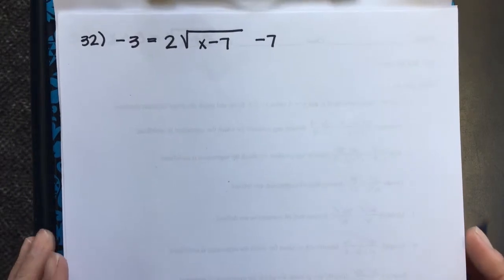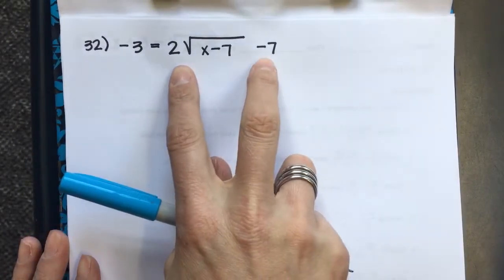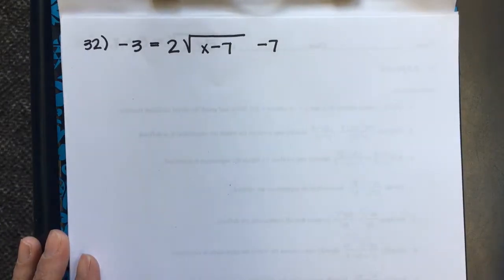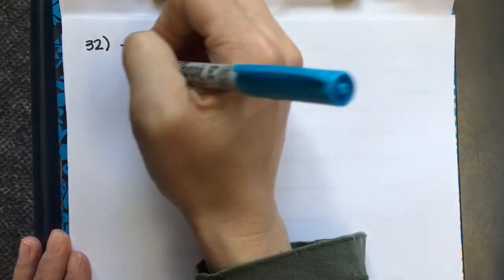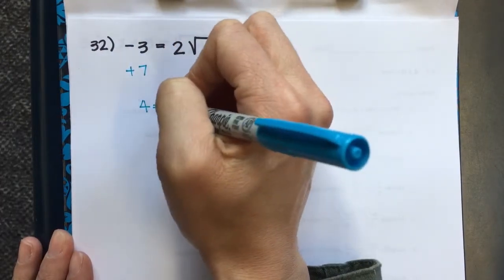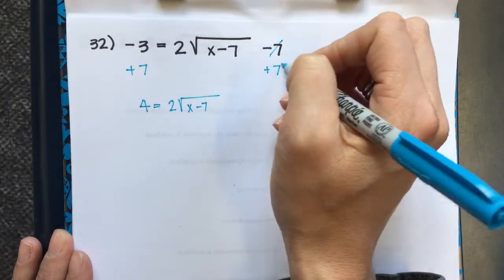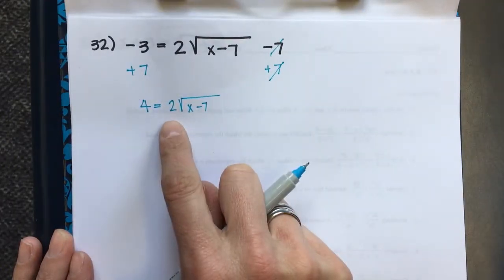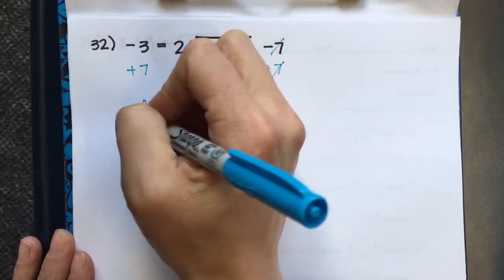The second one I'm doing is number 32. We're going to follow the same process. This has 2 numbers that are not in the radical, so I need to move both of those to the other side. We do addition first, addition subtraction, so I'm going to add 7 to both sides of the equation. Those cancel. Now divide both sides by 2 to cancel the 2 out, or to move it to the other side.